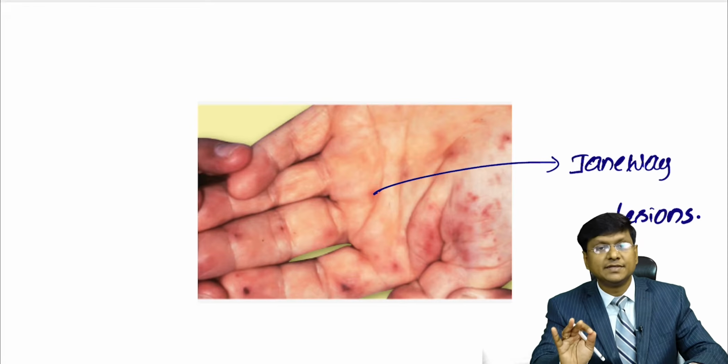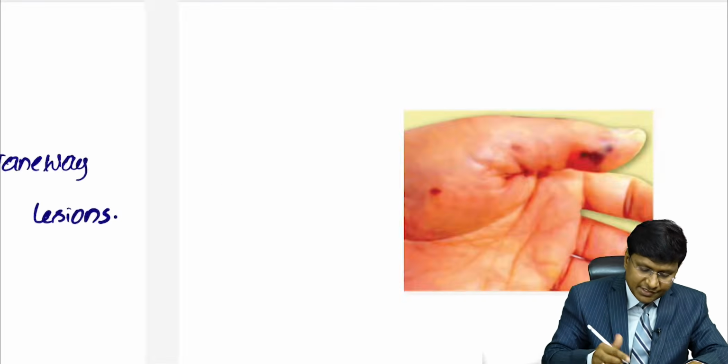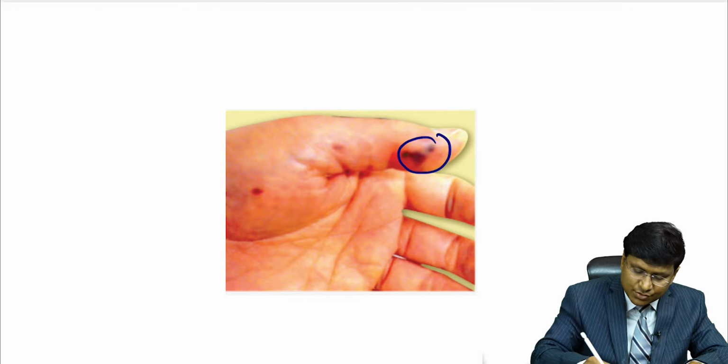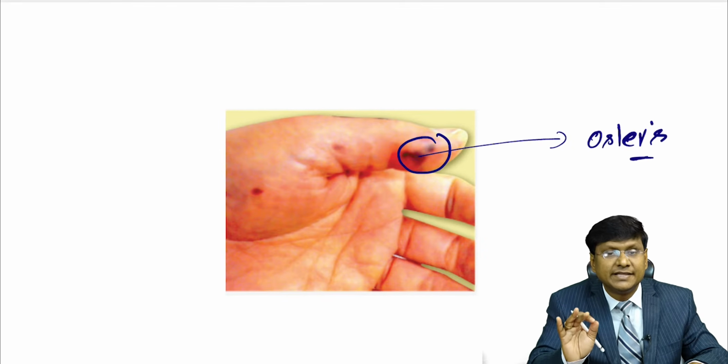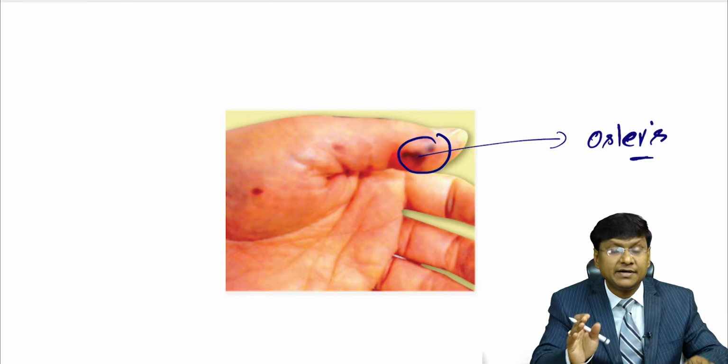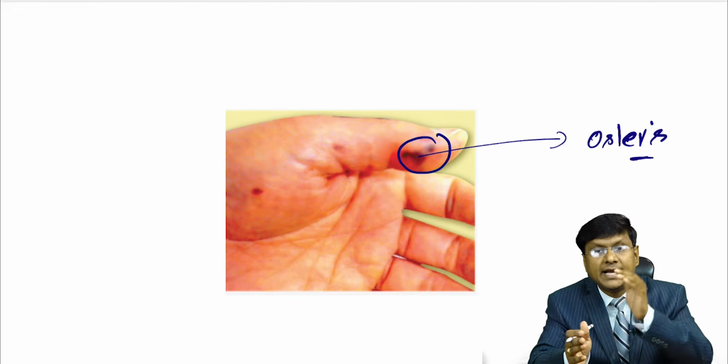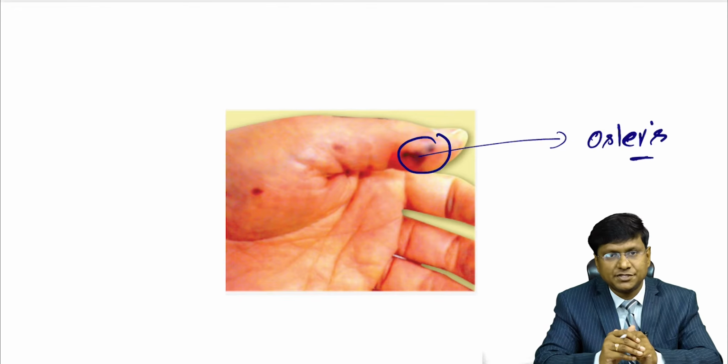Right, so this will be the Janeway lesions. And next important is the Osler's nodes. These Osler's nodes are present in the pulp of the fingers, and they are very painful. They are associated with septic microemboli and dermal microabscess formation.